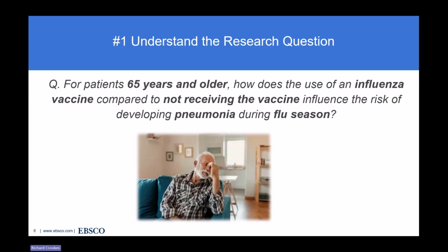So again, we have this research question, and you can see I've bolded the key terms, elements that we should factor in to creating that search strategy for this systematic literature search. So we've got a patient group. They're 65 and older. Doesn't specify gender. It could do, of course, might do. We've got an influenza vaccine compared to not receiving the vaccine, and then the influence of the risk of developing pneumonia during a flu season.